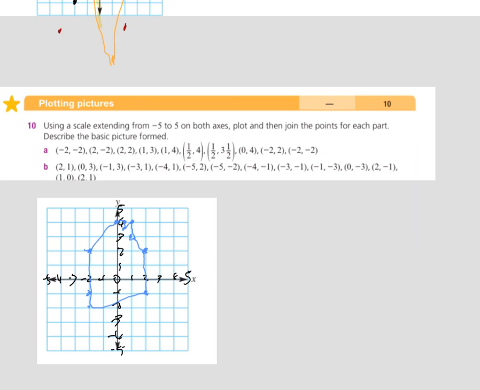Some sort of spiky thing, although this should have been a straight line. So I need to do straighter lines with the stylus next time. Anyways, let's go to this next one. It's going to be 2 and 1. 0 and 3. Minus 1 and 3. Next one is minus 3 and 1. Next one is minus 4 and 1. Minus 5 and 2.